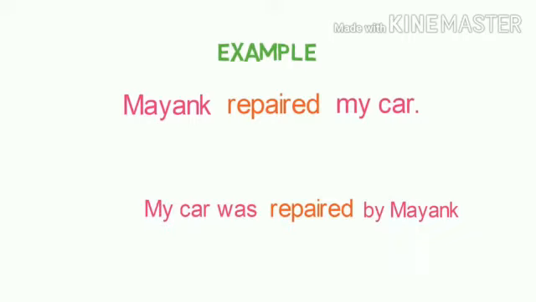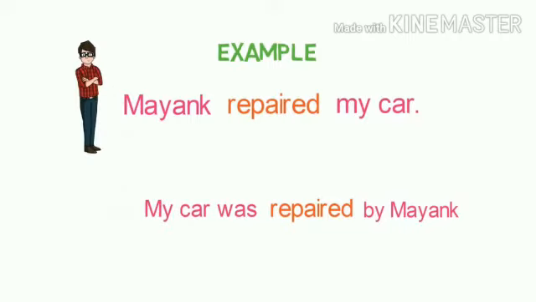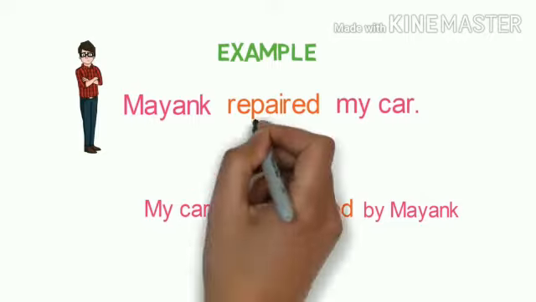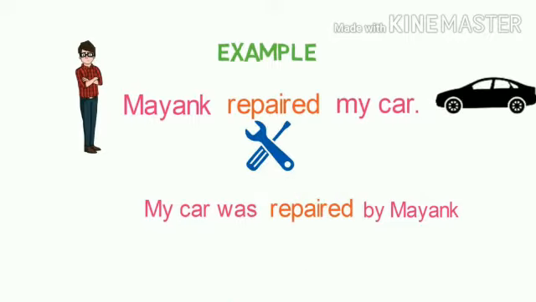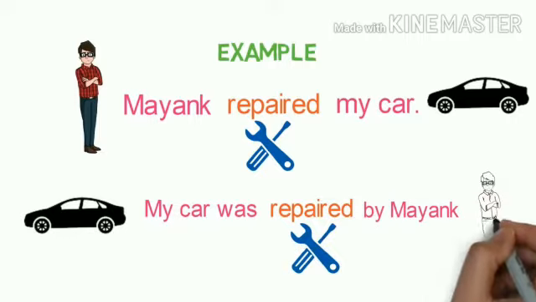Both the sentences are the same in meaning, but the context changes. In the first sentence, the subject Mayank is given more importance, and we get to know that he is the person who is performing the repair activity on the car, which is the object. In the second sentence, we are giving more importance to the object, the car, rather than the subject itself.